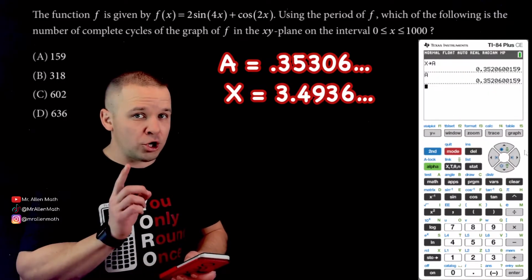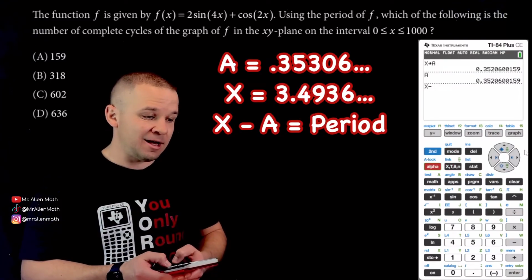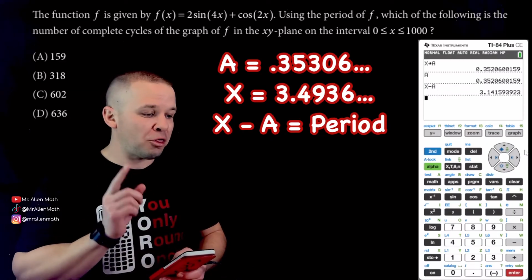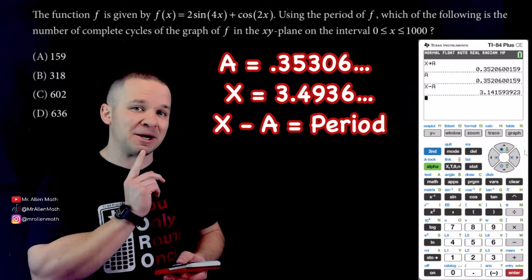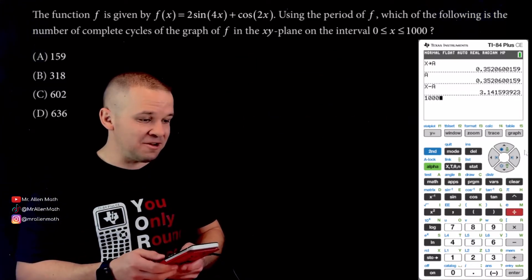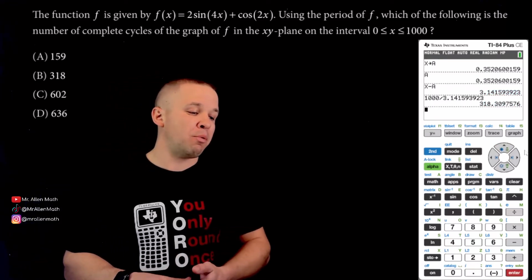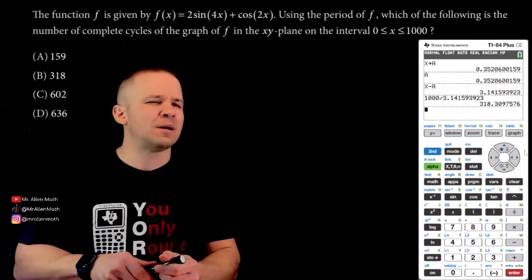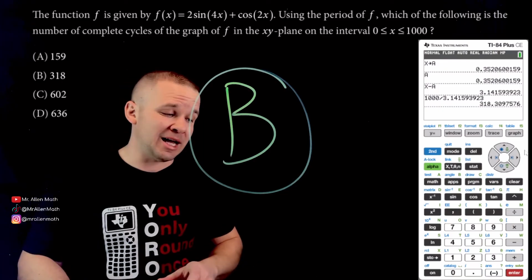Now, we could just use that X value, X minus A, the previous one, right? Enter. There we go. We got 3.1. That's a very familiar number, isn't that? My goodness. All right. So now I'm going to take 1,000 and divide it by that number. I get 318.309. Choice B is the move here. I'm just going to write on the board, baby. B. Boom. I like that, man.